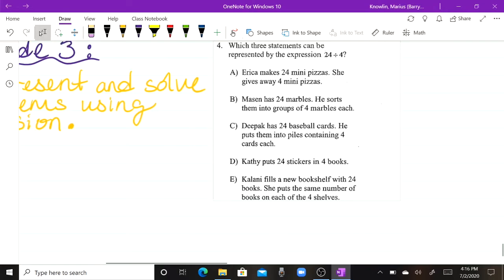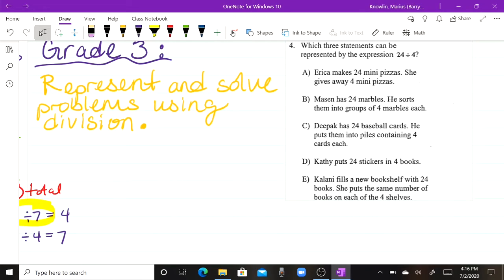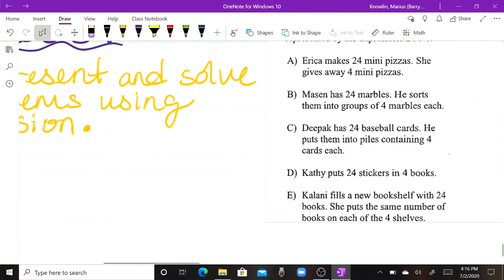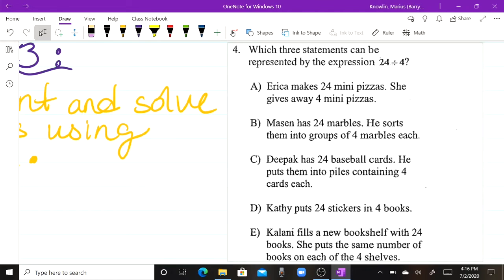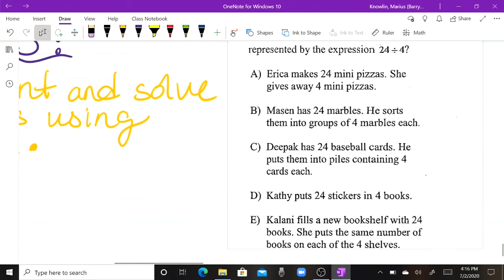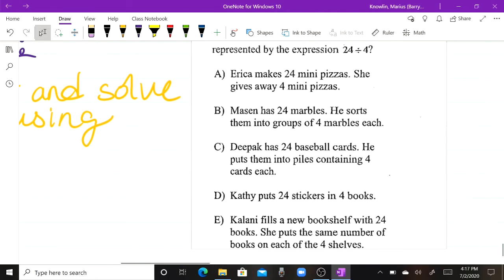Here's number 4. And once again, we're keeping in mind that to solve this problem, we're going to draw a picture, and then we're going to do our part to solve the problem using what? Using division. All right, let's go ahead and read this one. It says, which 3 statements can be represented by the expression 24 divided by 4? All right, so we're not necessarily calculating any answers here. We really have to read through these answer choices and make sure that we comprehend and understand what this question is asking us, what each statement asks us to do. So for A, let's start with A.